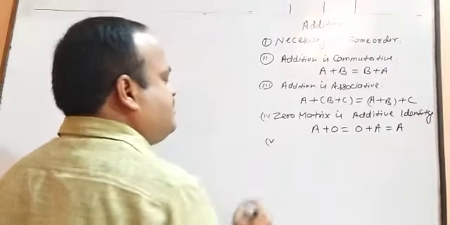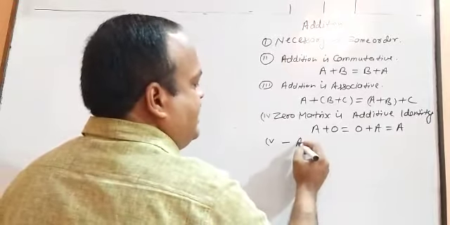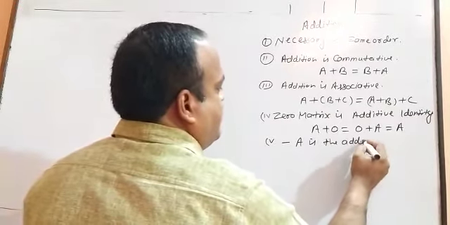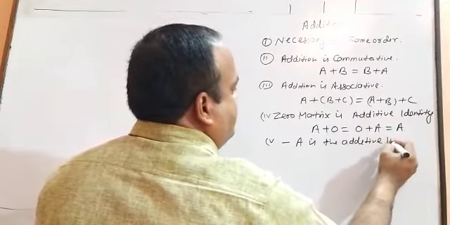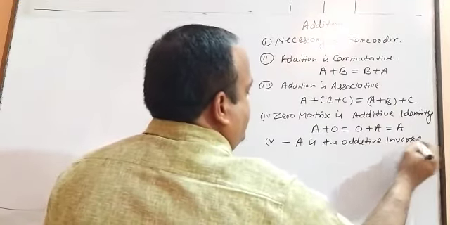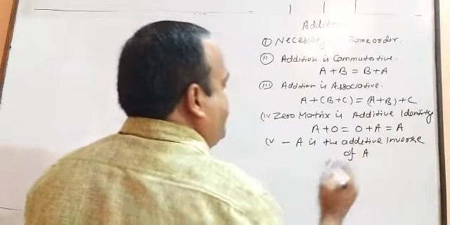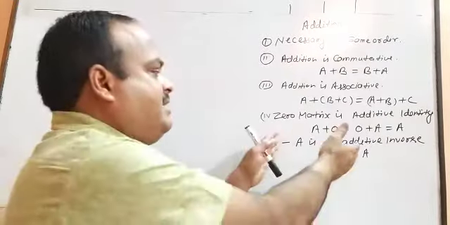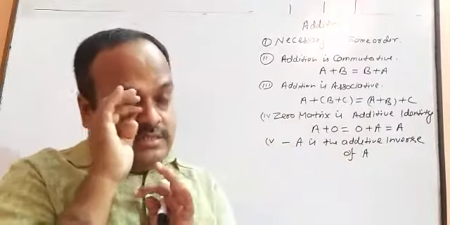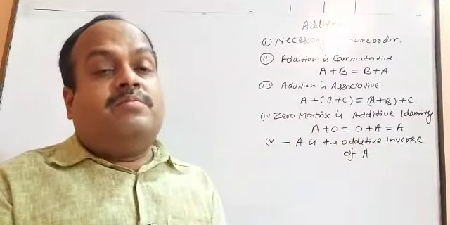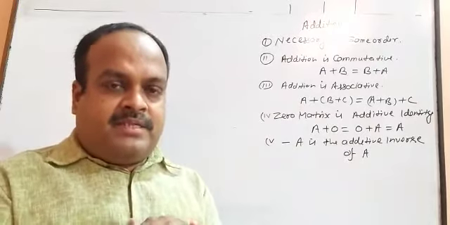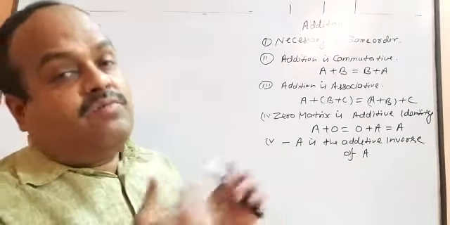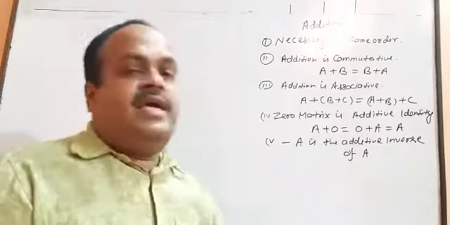Fifth one, minus A is the additive inverse of A. When we add A and minus A, the sum will be the zero matrix. Therefore, minus A is the additive inverse of A.